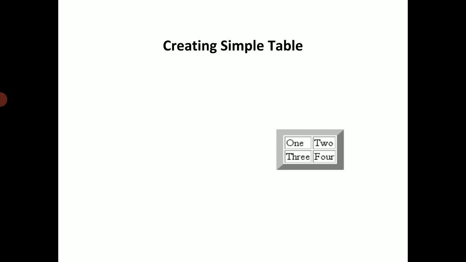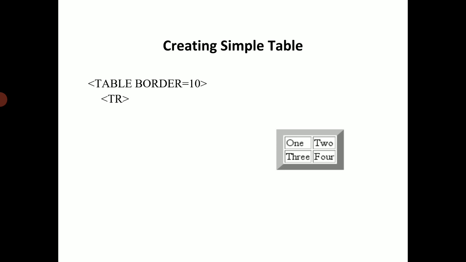Next, creating a simple table. This is an example to create a table which contains 2 rows and 2 columns with the data 1, 2, 3 and 4 in the cells. To create a table, we type the table tag with the attribute border equal to 10. What is 10? The thickness of the border.